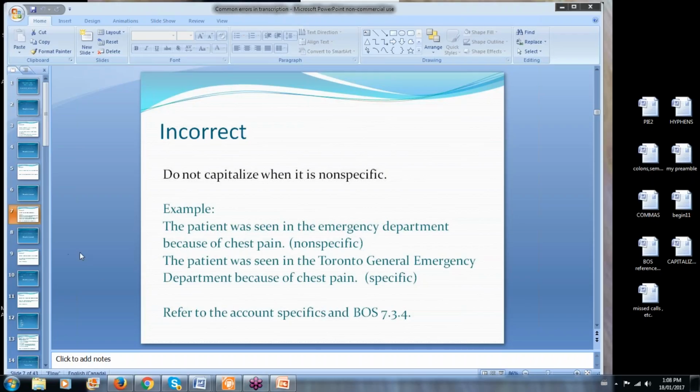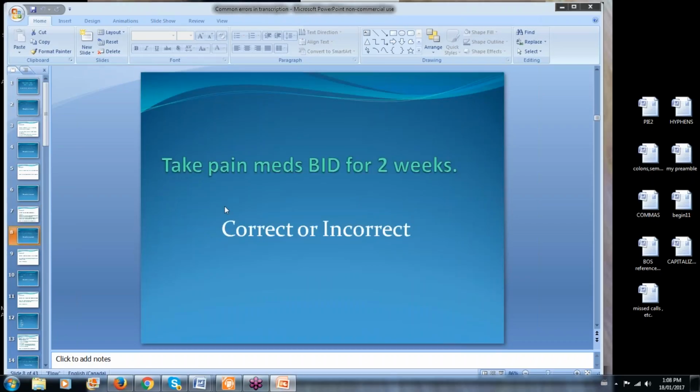All right, so we'll move on to the next one. Okay, the pain meds BID for 2 weeks. Is this correct or incorrect? And like I said, everybody give a second there before you start throwing out answers. Give everybody a second to think about it.